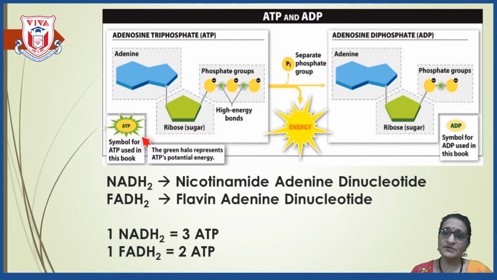Now we are talking about ATP, which is the energy currency. With that, we should understand what NADH2 and FADH2 are. NADH2 is nicotinamide adenine dinucleotide, and FADH2 is flavin adenine dinucleotide. One molecule of NADH2 will give us 3 ATP molecules, whereas one FADH2 will give us 2 ATP molecules. But ultimately, at the end of respiration in aerobic organisms, we are going to get 38 ATP molecules, right?